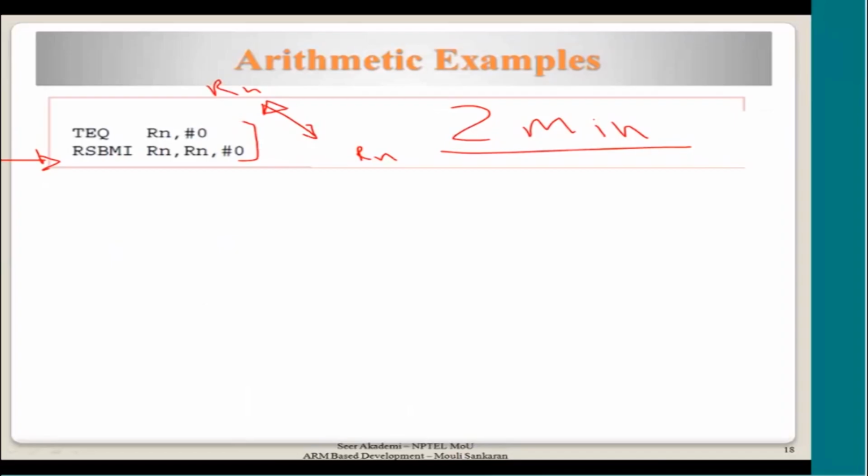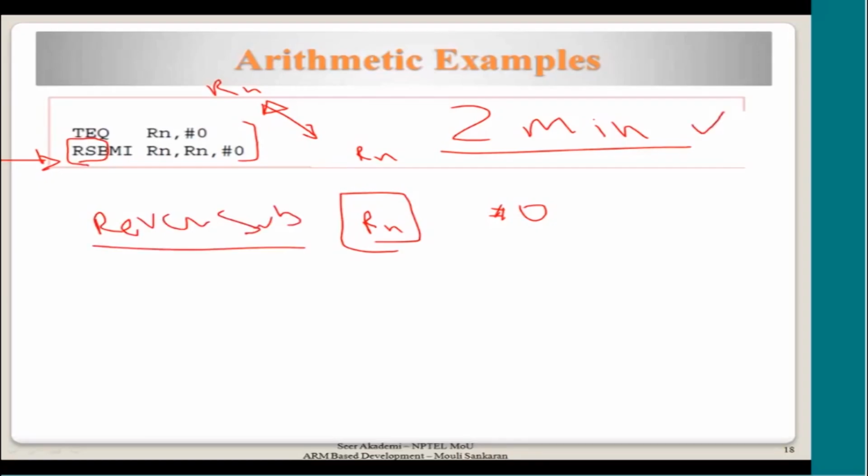Let us try to see what happens. TEQ, what does it mean? It checks whether Rn is the same as 0, whether Rn has a 0 value. Now RSB, you know that is reverse subtract. You should have by now gone back to the manual and referred to what reverse subtract is. I don't know whether 2 minutes would have been sufficient. If you don't remember, recall what RSB is. Reverse subtract, what does it mean?